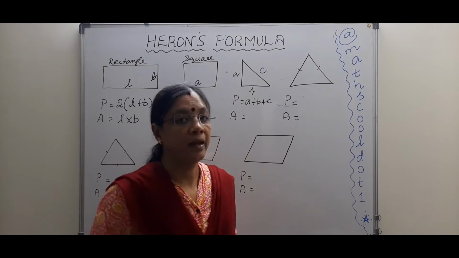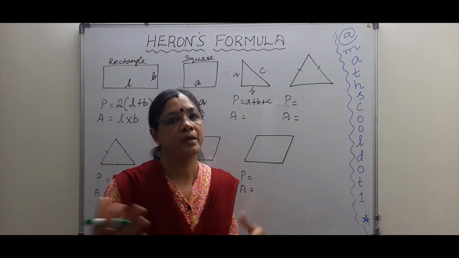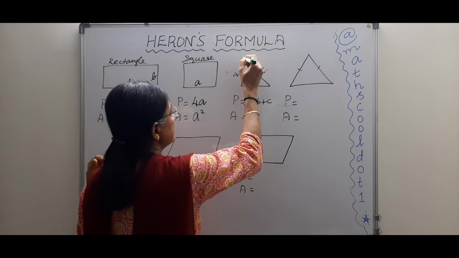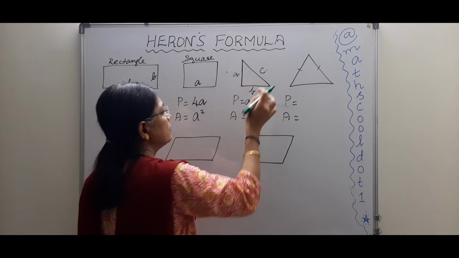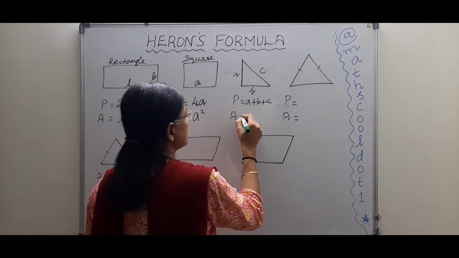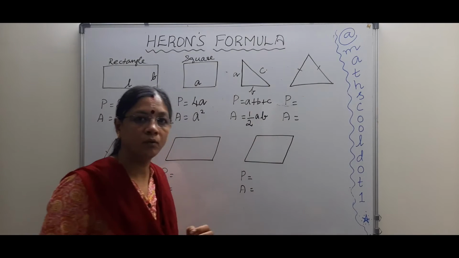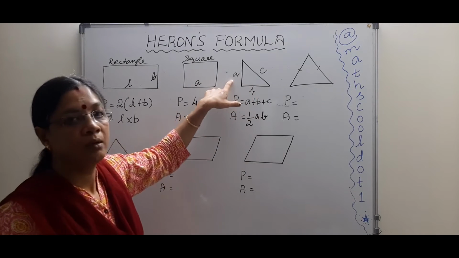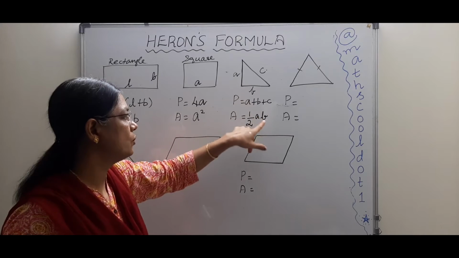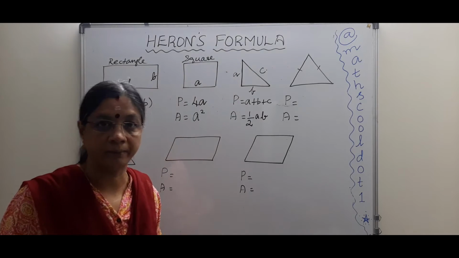And what is the area of the triangle? Generally, the area of a triangle is half into base into height, isn't it? So what is the base here? B, and the height is A. The line perpendicular to the base gives you the height of the triangle. So the area of the triangle is half into A into B. You can also write it as base and height, because this represents the height of the triangle. So half AB will be the area of the right angle triangle.